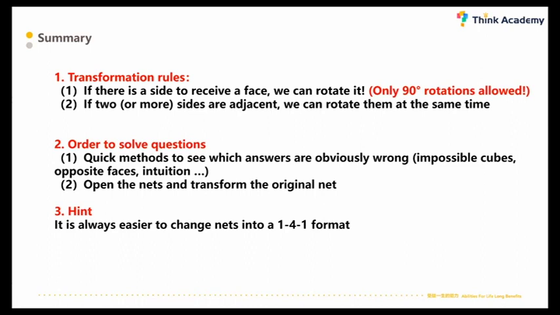Okay, and so what order should we use to solve questions then? So the first one is we use our quick methods to see which of the answers are obviously wrong. So remember the first step, impossible cubes. The second step, opposite faces. And sometimes we can even use our intuition to cancel out some of the steps. And here's a really nice hint. So after that, what we do is we then transform the nets within the questions and then transform the original nets. So all of those transformation rules that we were doing, we only do that at the end.